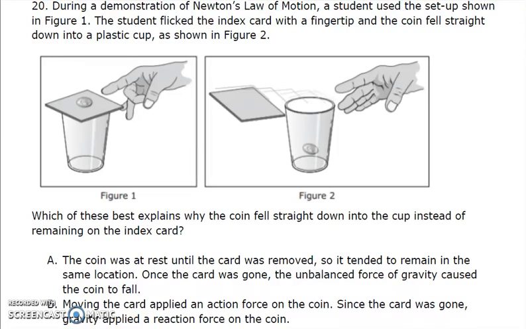Number 20. During a demonstration of Newton's law of motion, a student used the setup shown in Figure 1. The student flicked the index card with a fingertip and the coin fell straight down into the plastic cup as shown in Figure 2. Which of these best explains why the coin fell straight down into the cup instead of remaining on the index card?